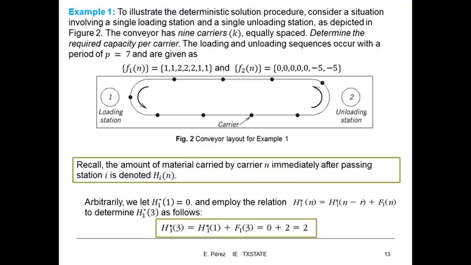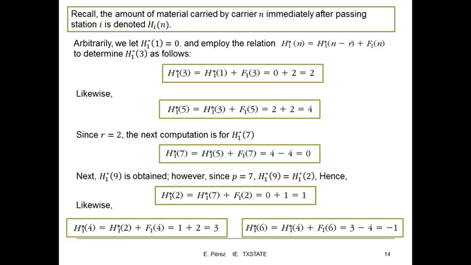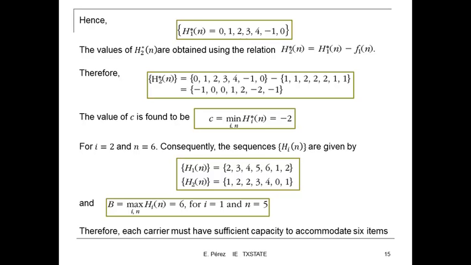And finally, we go back here. To find the desired solution, we need to subtract the value of Z from all the values of H1 star and H2 star, which is what we performed in this step. And once you got those numbers, then the maximum is going to give you the maximum capacity that you can have for your cars. So again, I'm going kind of quick through the solution of this problem because we described and we solved this problem in class on Monday.